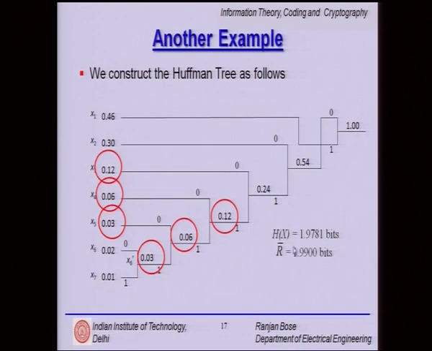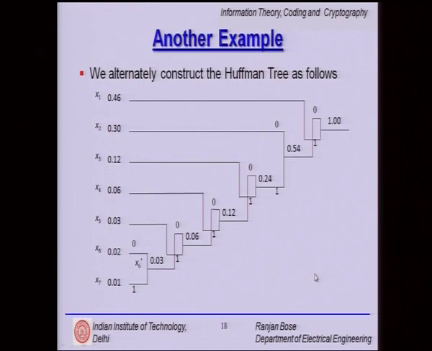So, if you do this and again calculate the H of X, it comes out to be 1.9781 bits, and R bar, as expected, is larger than H of X, equal to 1.99 bits for this different example. So, please note, in this example I changed the probabilities, but my R bar and H of X both have changed. It is obvious, if I change probabilities, H of X will change and R bar will also change.